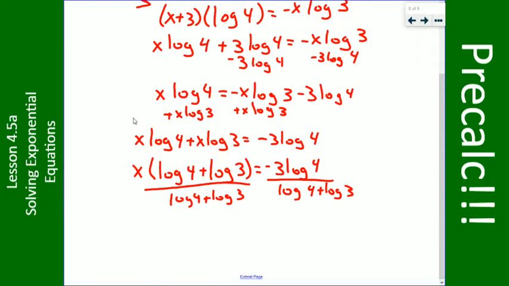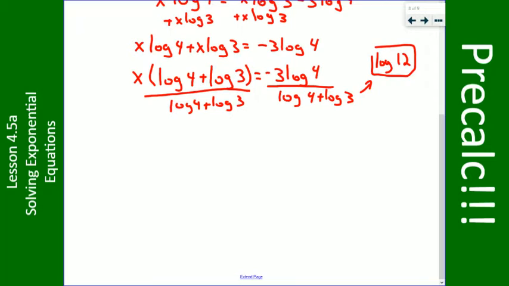Or you can convert log base 10 of 4 plus log base 10 of 3 to log base 10 of 12, because they're added together so we can multiply in there. If you want to divide by something a little easier, feel free to convert this, but you don't have to. So once we're here, x equals negative 3 log base 10 of 4 over log base 10 of 4 plus log base 10 of 3.